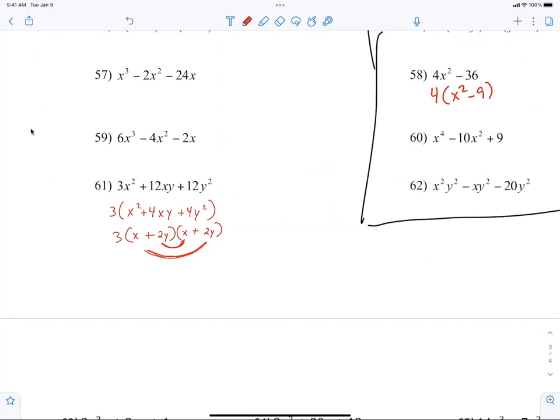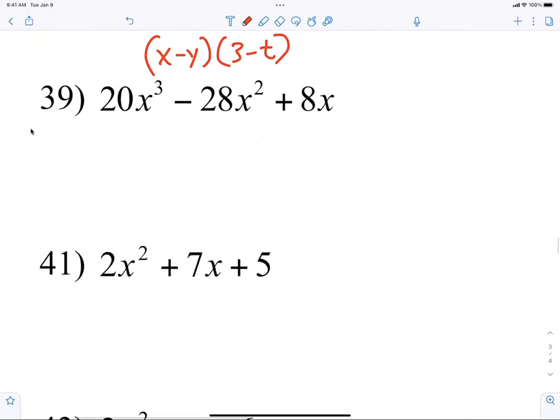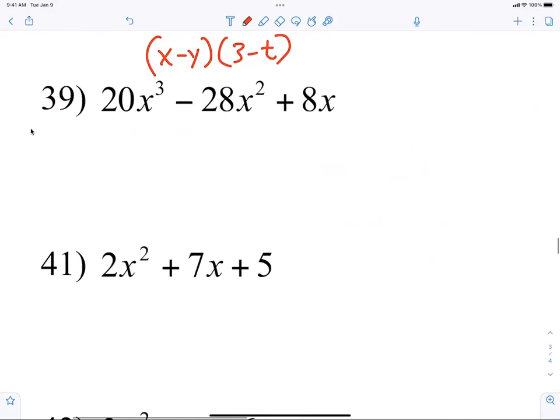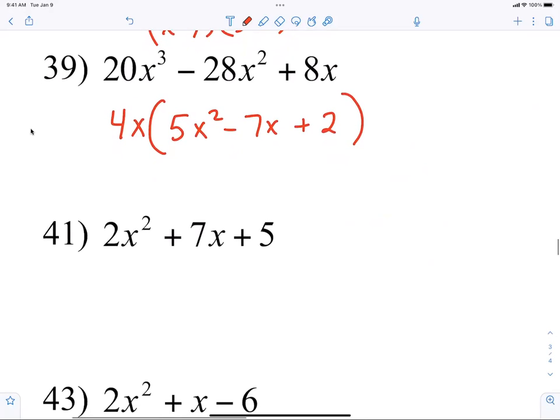All right, yes, sir. 39. What's the GCF here? This is a good one. 4 what? 4x. 4x, thank you. 4x, do you see that? Now, remember, divide numbers, subtract exponents. 20 divided by 4 is 5x squared. 28 divided by 4 is 7x. And then 8 divided by 4 is 2. Now, right off the bat, you should be able to say, this one's going to be kind of easy because there's only 2 factors of 5 and 2 factors of 2. So it should be relatively easy.